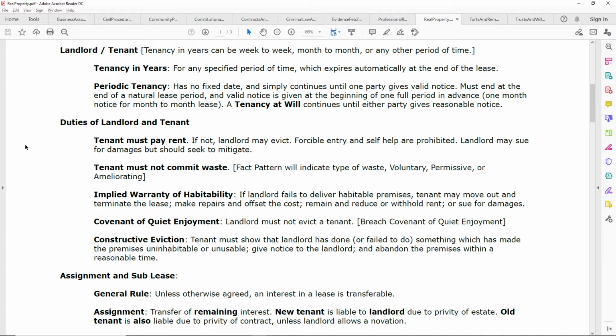Implied warranty of habitability. If landlord fails to deliver habitable premises, tenant may move out and terminate the lease, make repairs and offset the cost, remain and reduce or withhold rent, or sue for damages. Covenant of quiet enjoyment. Landlord must not evict tenant. Breach covenant of quiet enjoyment. Constructive eviction. Tenant must show that landlord has done or failed to do something which has made the premises uninhabitable or unusable, give notice to the landlord, and abandon the premises within a reasonable time.